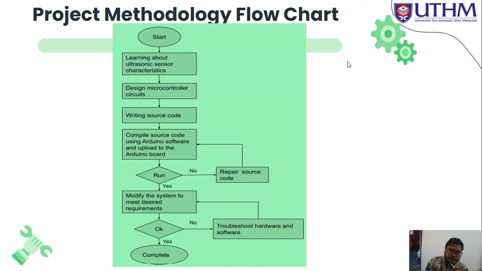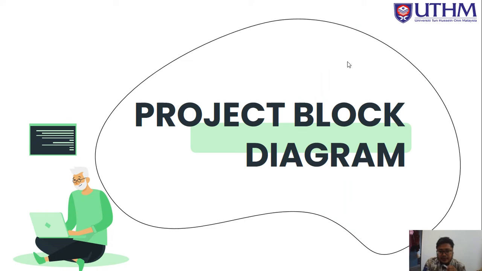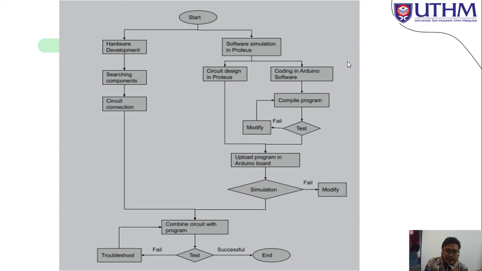For the project block diagram: start hardware development, searching for components, circuit connection, and next software simulation in Proteus, circuit design in Proteus, coding in Arduino, compile the program, test. If fail, modify the program, upload the program to the Arduino board. If the simulation fails, modify. If success, combine the circuit with the program, test. If fail, troubleshoot. If success, end.